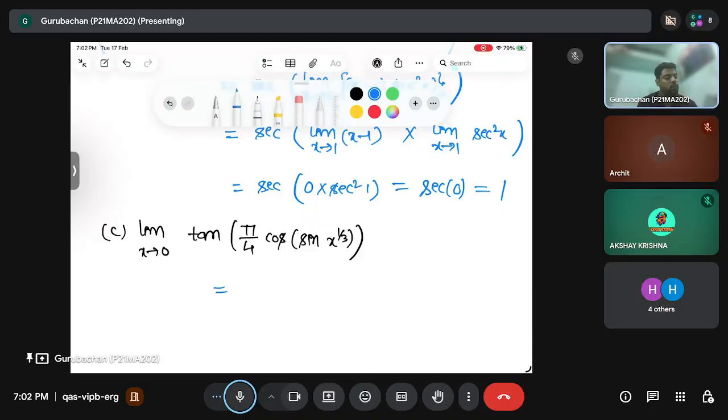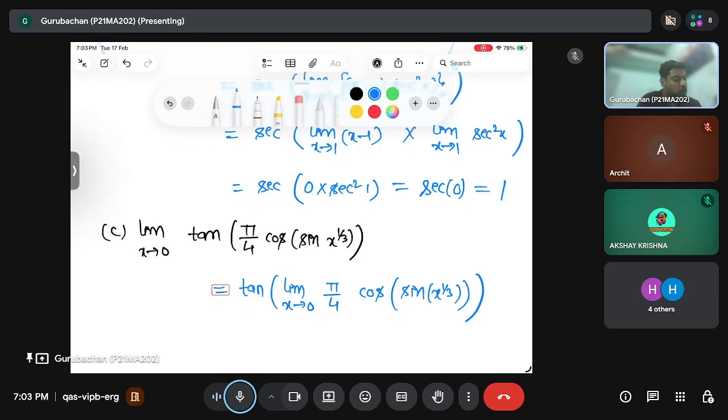Now we will do together here. So tan is a continuous function at x equal to 0. Yes, sir. Where is the function tan not continuous? On which points? Sir, at odd multiples of pi by 2. Okay. So that means you can take the limit inside: limit x tends to 0 of tan of pi by 4 cos of sine of x to the power 1 by 3.